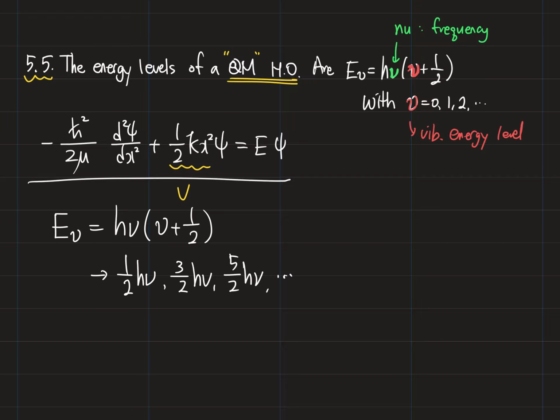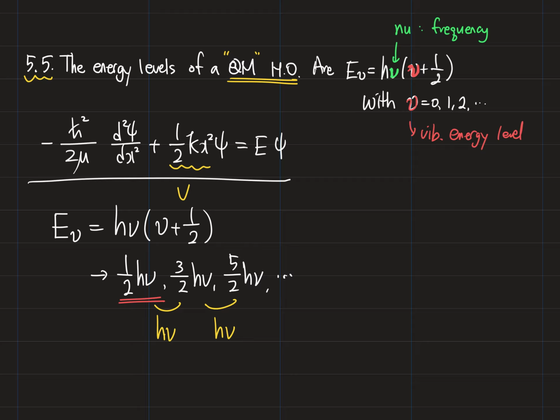So what about the energy difference between adjacent energy levels? The energy separation is h nu, h nu, h nu. So the energy difference between all adjacent energy levels is equal, h nu. And another noticeable thing is that the lowest energy is not zero.